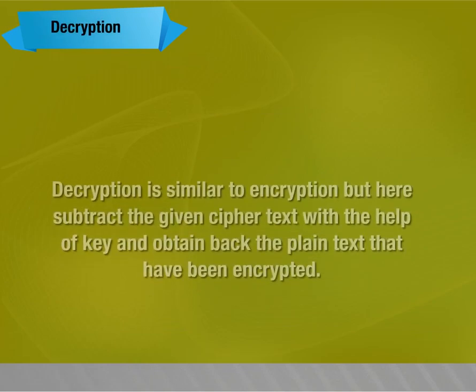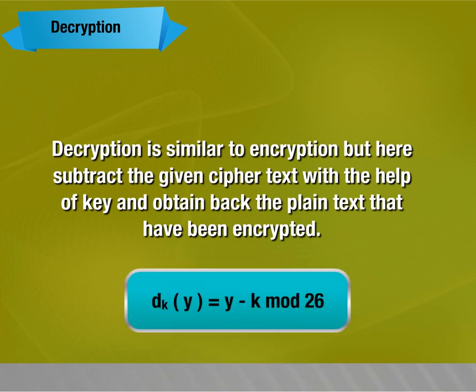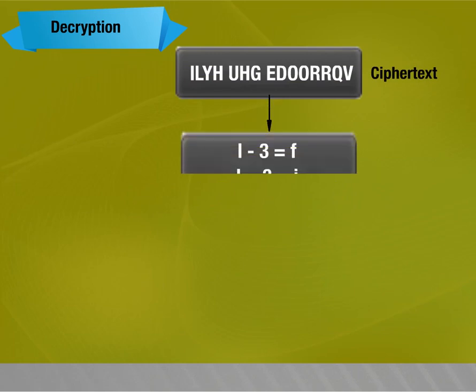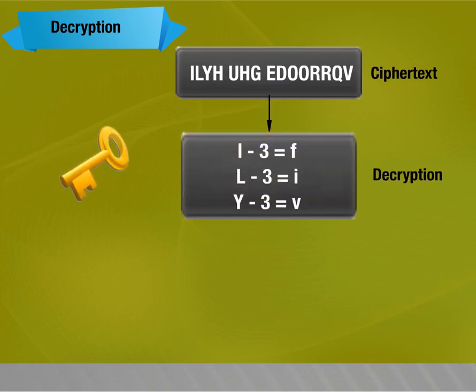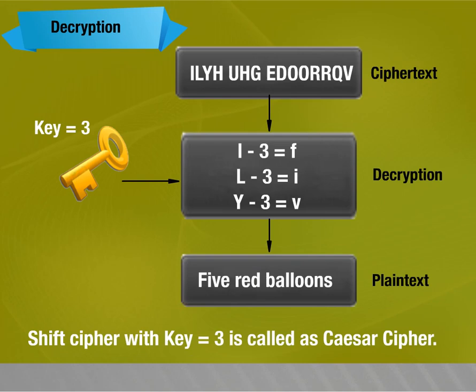Decryption. Decryption is similar to encryption, but here we subtract the key from the given ciphertext and obtain back the plaintext that had been encrypted. Dk of y is equal to y minus k mod 26. Shift cipher with key equal to 3 is called Caesar cipher.